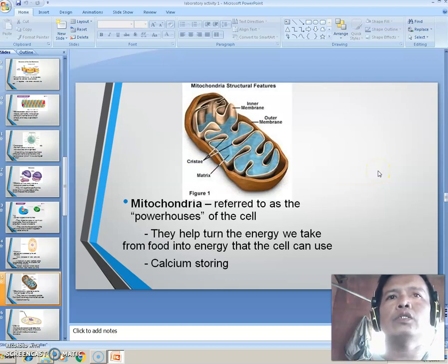Mitochondria, referred to as the powerhouse of the cell. They help turn the energy we take from food into energy that the cell can use. They are also the calcium storage.